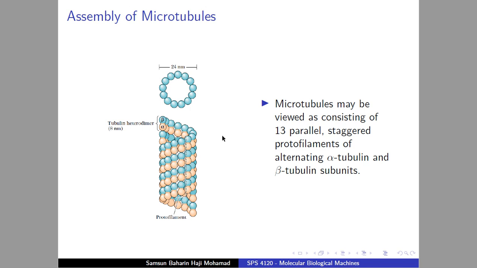Okay, so you can see these are 1, 2, 3, 4, 5, 6, 7, 8. And these are the 13 parallels. 1, 2, 3, 4, and 5. So we have 13 parallel protofilaments. Very good.